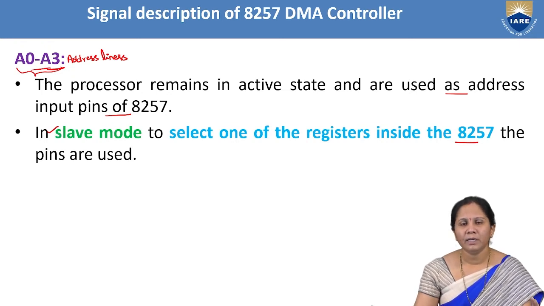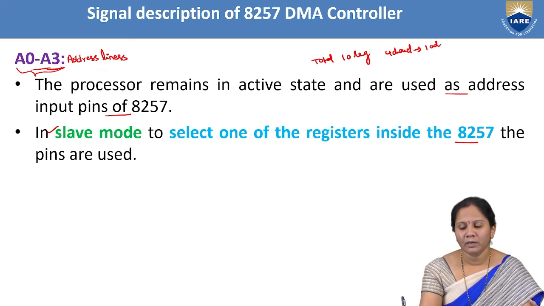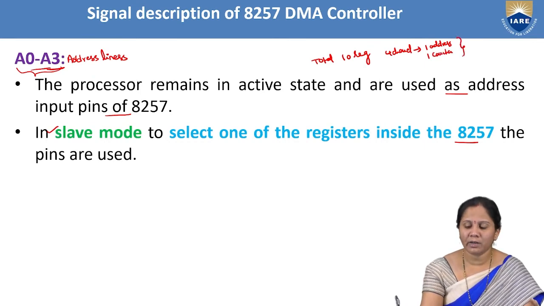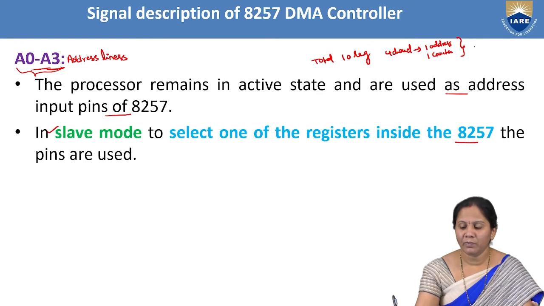We know that in this 8257 DMA controller, we have a total of 10 registers available. 4 channels are there, and for each channel we have one 16-bit address register and one counter register. So totally, since there are 4 channels, we will have 8 registers. That means 4 address registers will be there and 4 counter registers will be there.